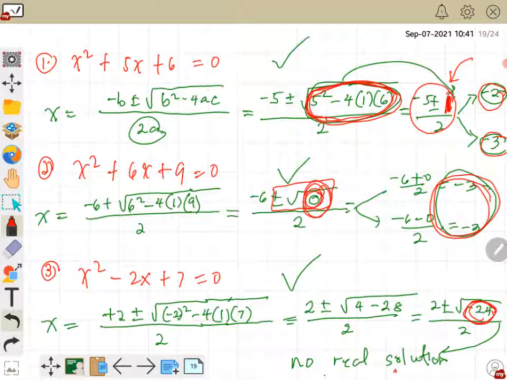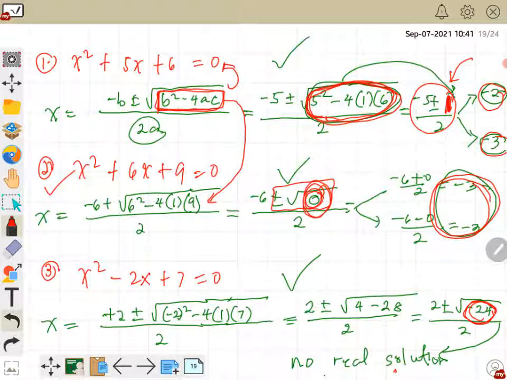So how do we make it short? We will simply use this. Look at that. So we'll just try to compute that one. If the result of this is positive, this equation has two real solutions. Okay, if the result of that is 0, the quadratic equation has only one real solution, like the example in number 2.